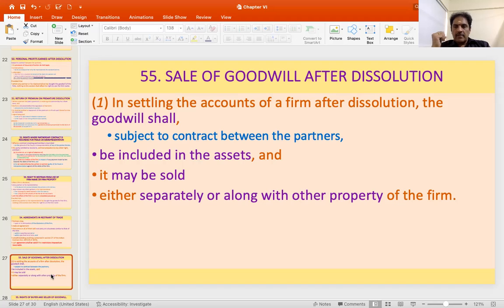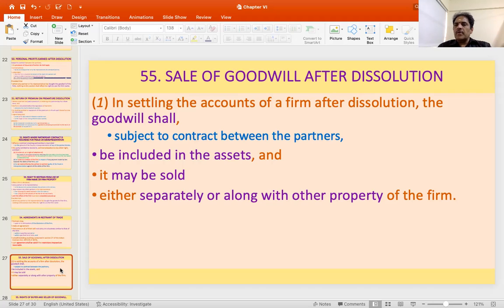We were seeing instances earlier where, once I am indicating that the firm is going to be dissolved, even before winding up, I can say that the goodwill is sold to partner X. In which case we can continue to do the business in that name, but I will continue to finalize my accounts for dissolution and settlement. So that's the reason why sale of goodwill could happen separately or along with the other property of the firm.